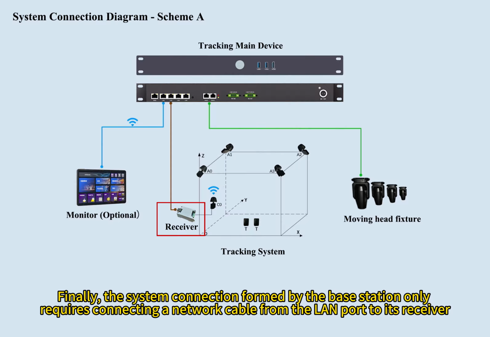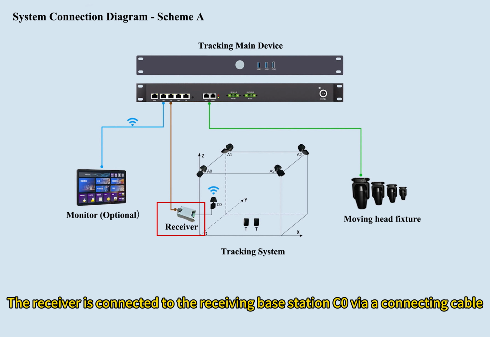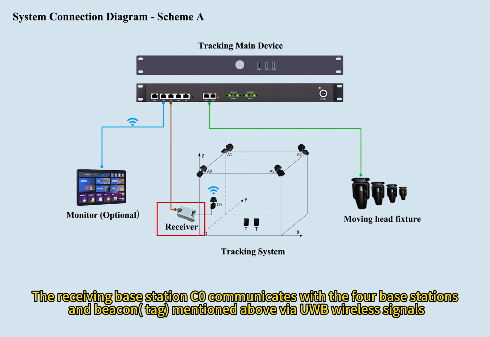Finally, the system connection formed by the base stations only requires connecting a network cable from a LAN port to the receiver. The receiver is connected to the receiving base station C0 via a connecting cable. The receiving base station C0 communicates with the 4 base stations and the beacon tag mentioned above via UWB wireless signals.